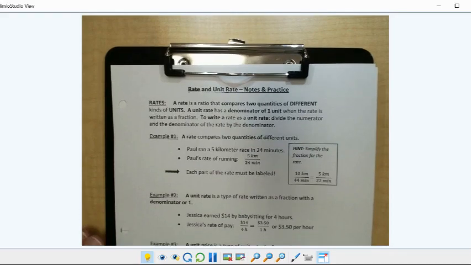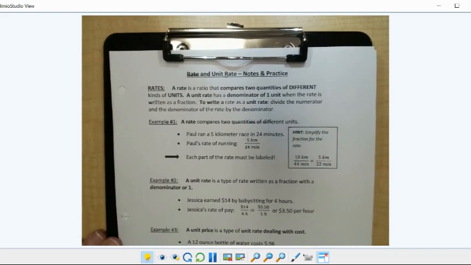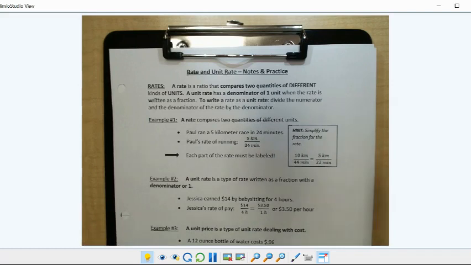Hey everyone, today I want to talk to you about rate and unit rate. There are some notes on the front side of this sheet. We're going to skim through them just for the parts that we need.